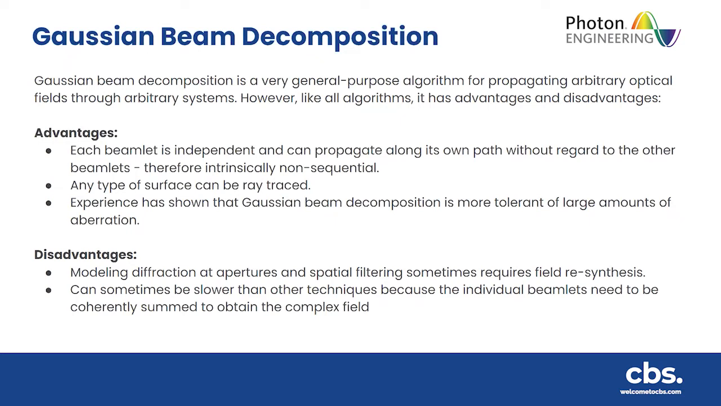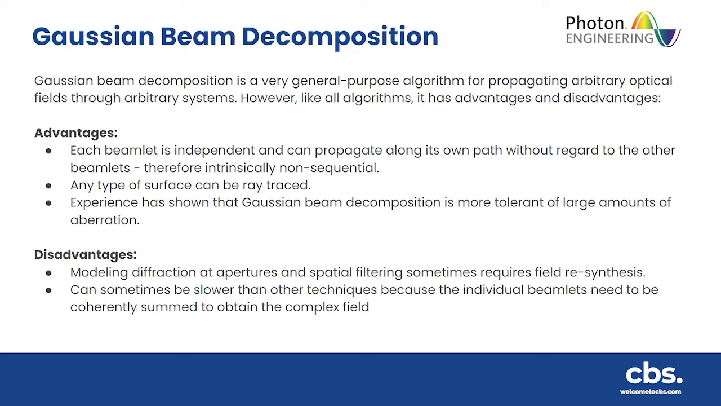But any type of surface, such as aspheres, etc., can be traced without trouble. And experience has shown that Gaussian beam decomposition is more tolerant of large amounts of aberration. Again, some other techniques, like physical optics, might have some sort of limitation there.